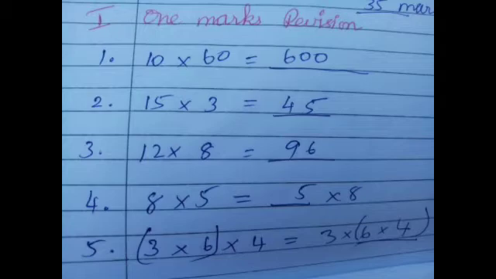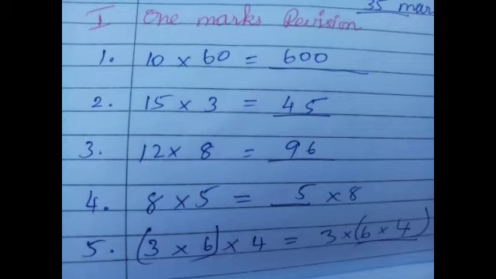Next, third one, 12 multiplied by 8. This is also horizontal multiplication. If you know it, you can do it. Otherwise write in the rough column. 12 multiplied by 8. 8 2s are 16. 6 and 1 should be carry over. 8 1s are 8. 8 plus 1 is 9. So it is 96.